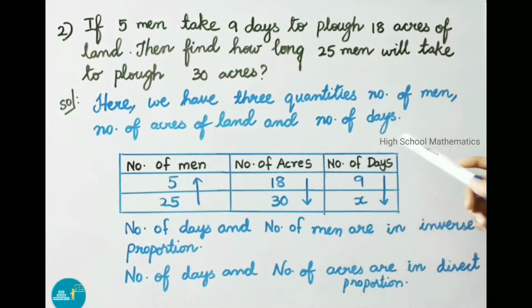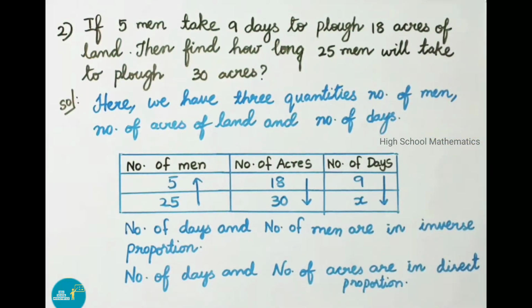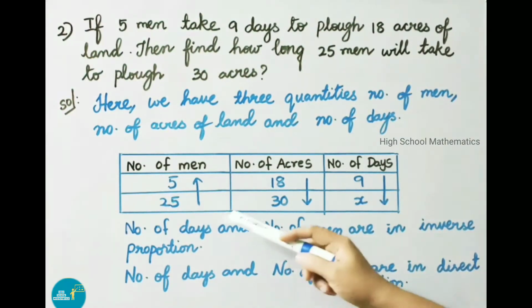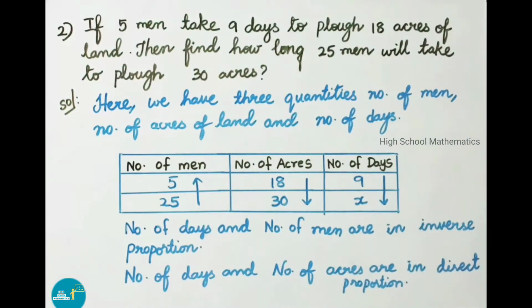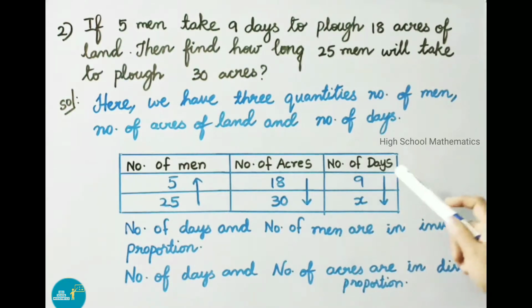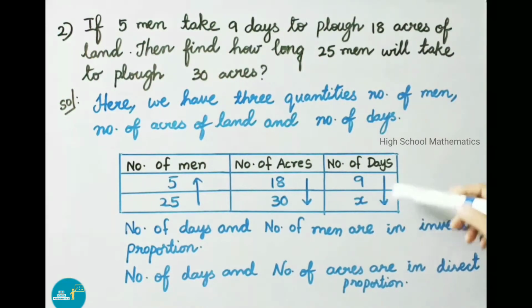Here we have 3 quantities: number of men, number of acres of land and number of days. We have taken all those 3 quantities in tabular form. 5 men can plow 18 acres of land in 9 days. For 25 men, 30 acres of land, how many days will they take to plow the land? We have to find that now. Here the unknown quantity is taken as x, so always we have to indicate this with a downward arrow.